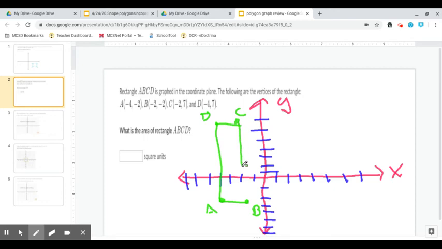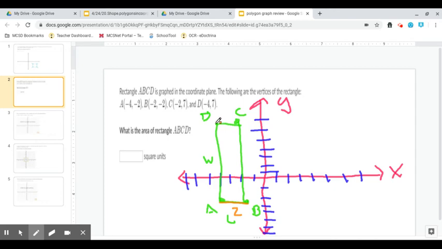So if I drew a rectangle connecting these points the best I can, we have this. So I want to know the area. The area is the length times the width. So let's look and see what we have here. How far is it from here to here? Well, it is 1, 2. So we have 2.